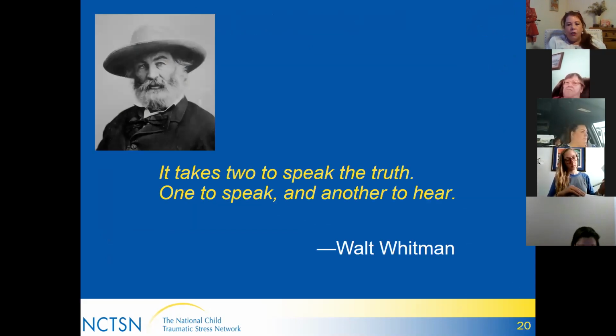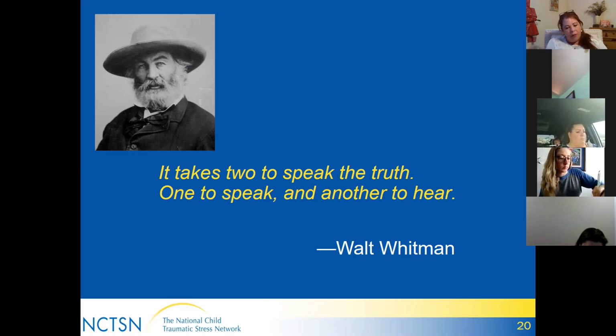Okay, it takes two to speak the truth, one to speak and another to hear. What this quote is saying is that it really takes that validation for our children to start making sense. So we can't ignore any of the negative that happened in their home, and we can't ignore the negative parts of their relationship. We need to be able to hear that, and then we need to be able to move on. And we talked about that with the trauma too, that we can't dismiss it. We can't say, nope, that never happened, or nope, you shouldn't feel that way. We have to validate before we can move on.